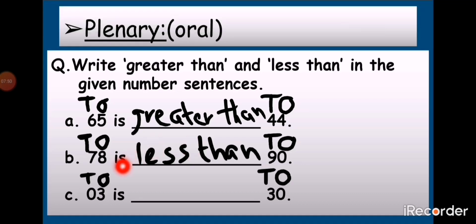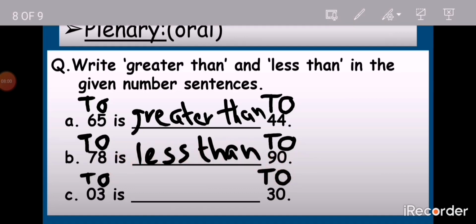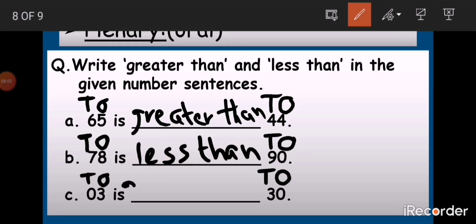Now compare these numbers. Number 3 is only a single digit 3, no tens here. In 30, 0 ones and 3 tens. It means number 30 is greater than number 3. So we will write greater than here.